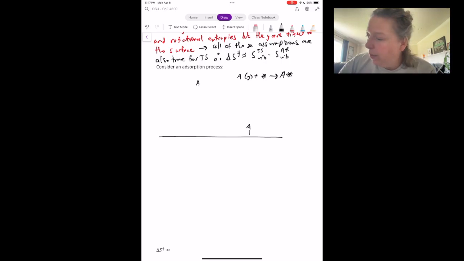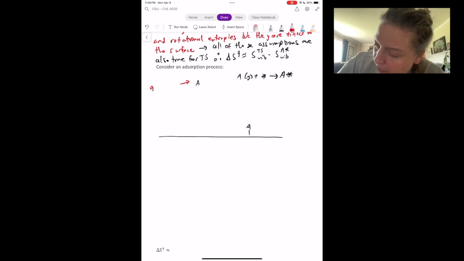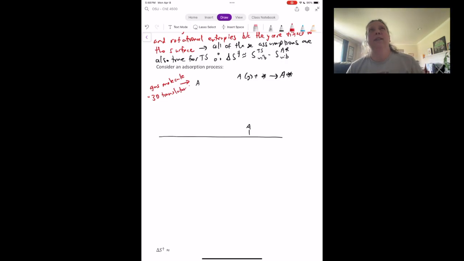All right, so what I have here is a gas molecule. It's a 3D translator. What this means is that it has three-dimensional degrees of freedom, so it can move freely in all three dimensions.